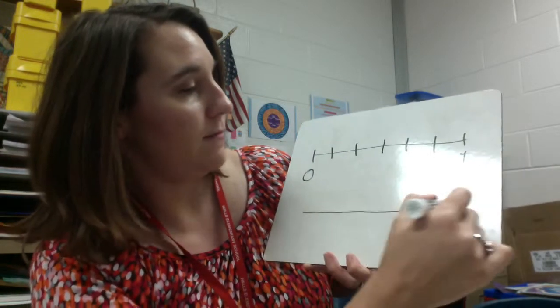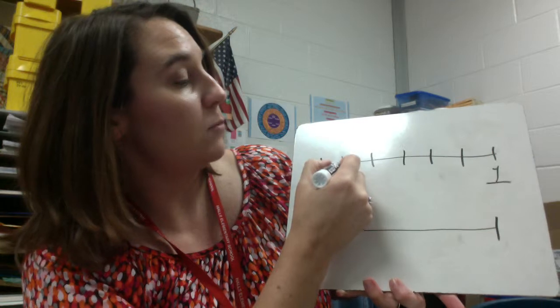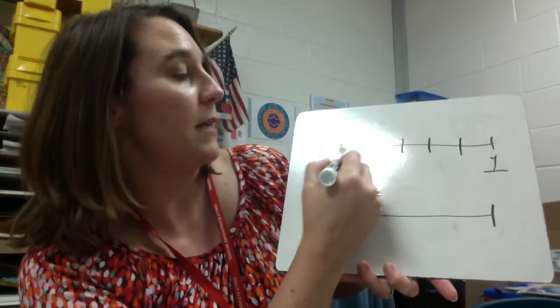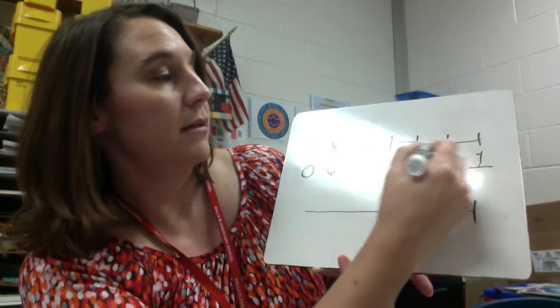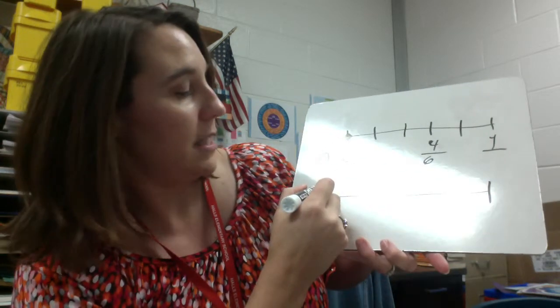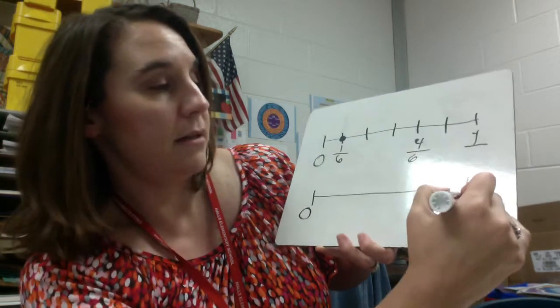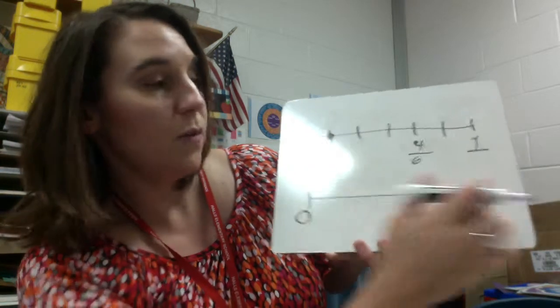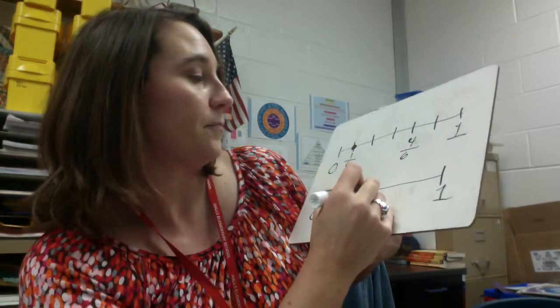How about this one? So this point right here, let's go back to this. This point would be 1/6. This point would be 4/6. So let's go back to that same amount. There's 0, there's 1 whole.